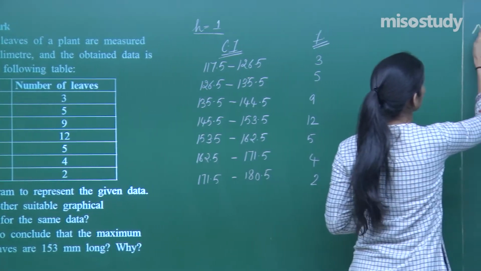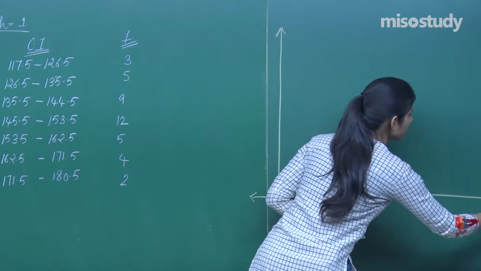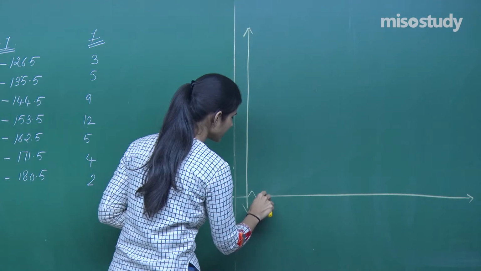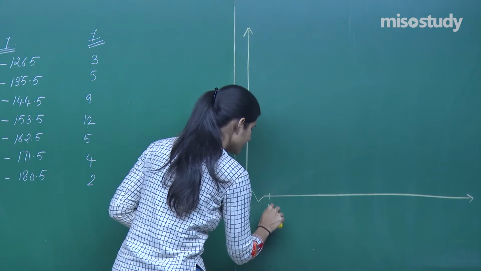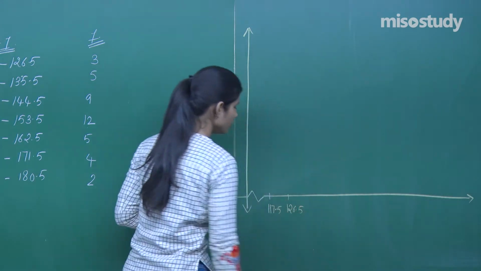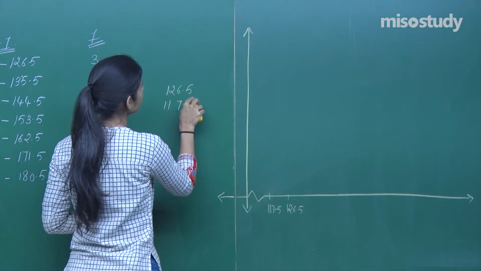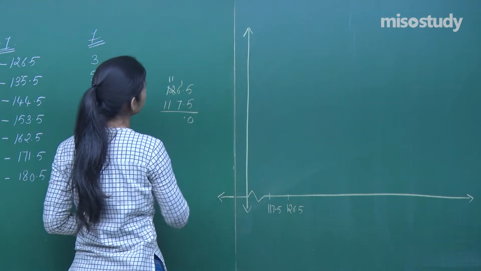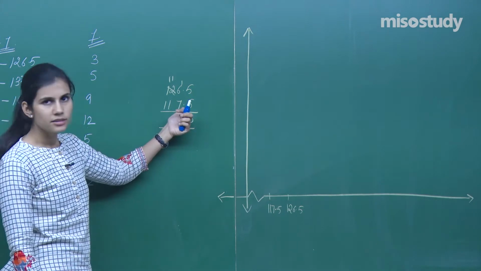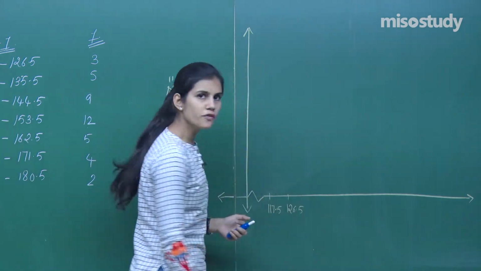Let's draw it. Okay, so we have 117.5. It's beginning from 117, so I will be drawing a kink in the beginning. 117.5, then you have 126.5. So you take the division of how much? 126.5 minus 117.5 gives you what? 9. 16 minus 7 is 9. So you take one big division of 9 units over here.